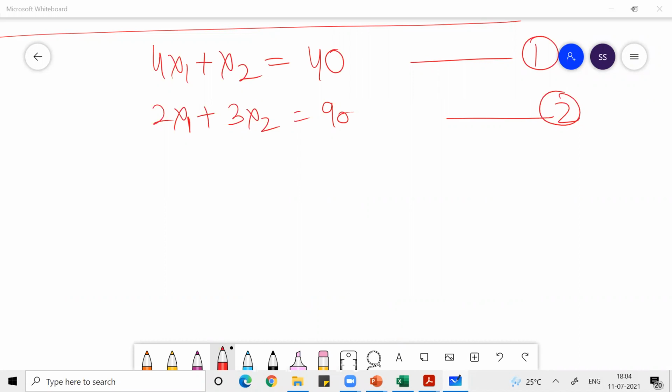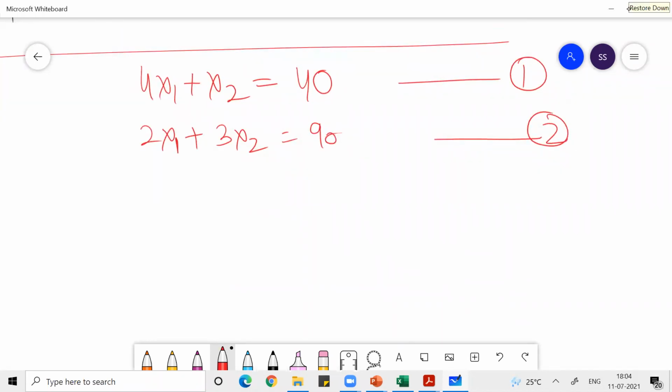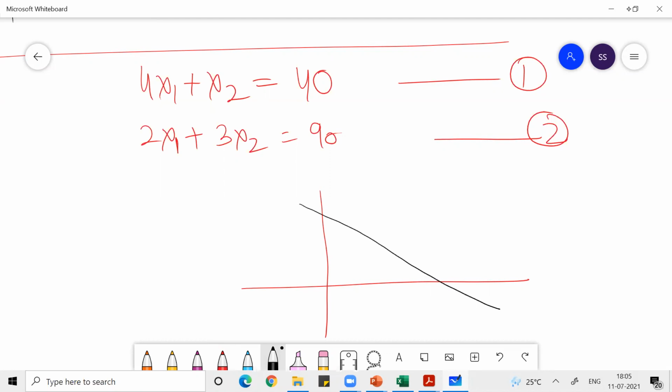Shane, I'll do that. Let me first solve this question. Suppose this is the question: 4x1 plus x2 equal to 40, and 2x1 plus 3x2 equal to 90. Now I want to solve these two equations and find the values. This is a 10th standard Karnataka SSLC board question. How will you find the value? You simply plot the graph of these two lines. Wherever these two lines meet, that is your answer.